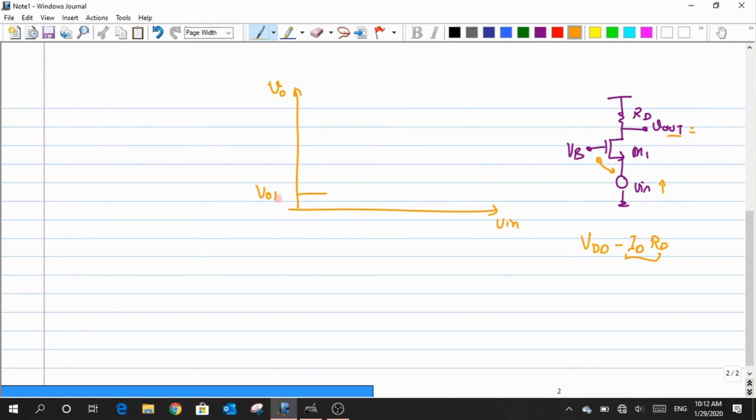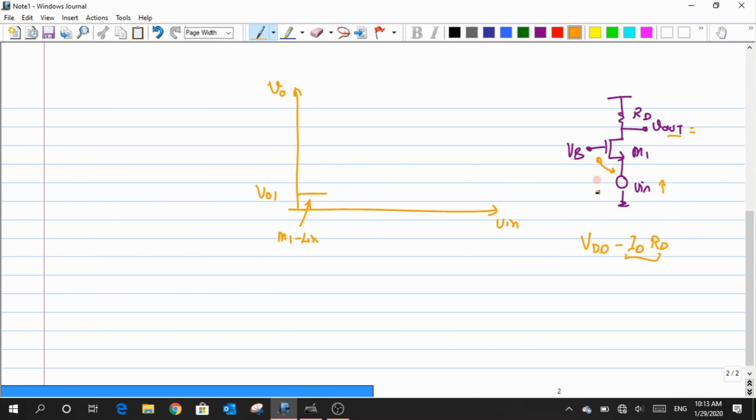Now, in which region will I be operating? Saturation, linear? Why? Because my drain to source potential is small. That is what I mentioned in the graph on the y-axis, right? So this VO1 is nothing but my V out value, and that is quite small. When I compare this large value of VGS with respect to the VDS, obviously the VDS value is small right now. Due to which, during the initial stages, my M1 would be in the linear region. But what happens after this? Which region do I have to enter?